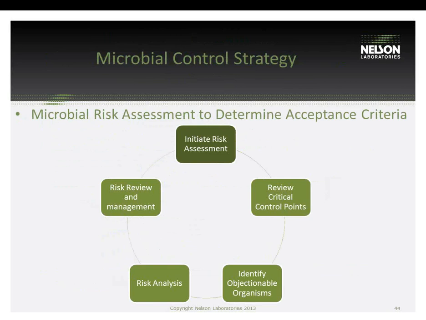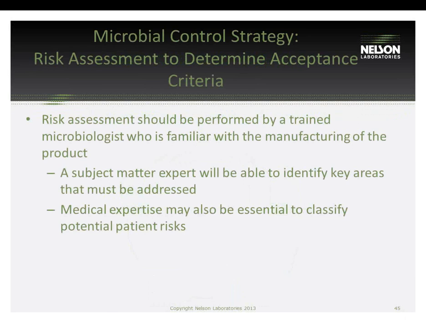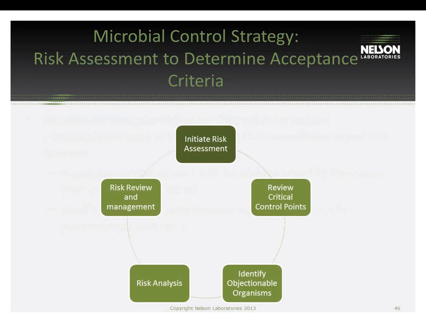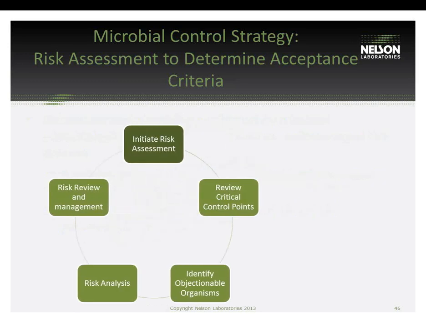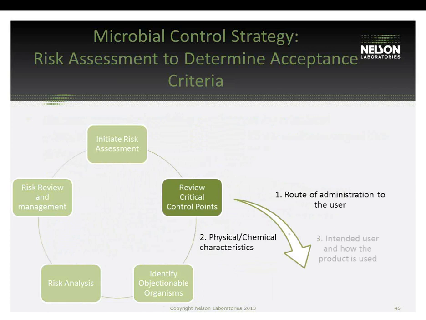For risk-based assessment to actually determine the acceptance criteria, the assessment should be performed by a microbiologist, someone who's familiar with the product, and would be able to identify key areas during the manufacturing and with the use of the product. You may need a medical expert for potential patient risks. So once you start the assessment, first you want to review critical control points, the route of administration, physical characteristics, and the intended user and how the product is used.